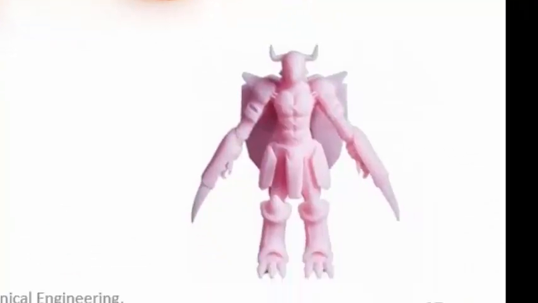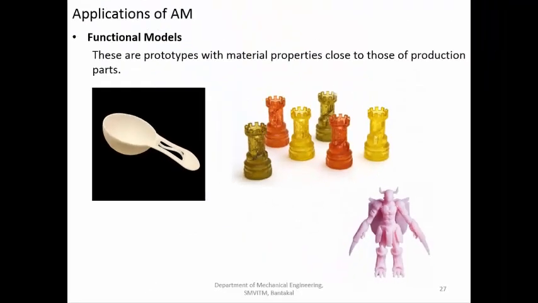Same is the case with the toys. You have created some additive manufactured toy. You can give it to kids and get their feedback. You can make the iterations very quickly so that you can go to the final production in the least possible time. So basically a functional model is made up of material which is very close to the strength of the final material so that you can go to the final product.